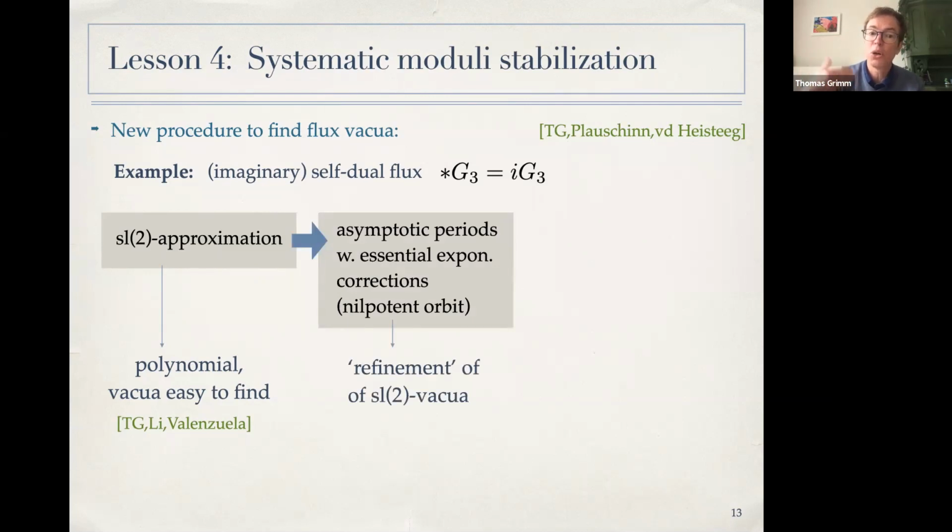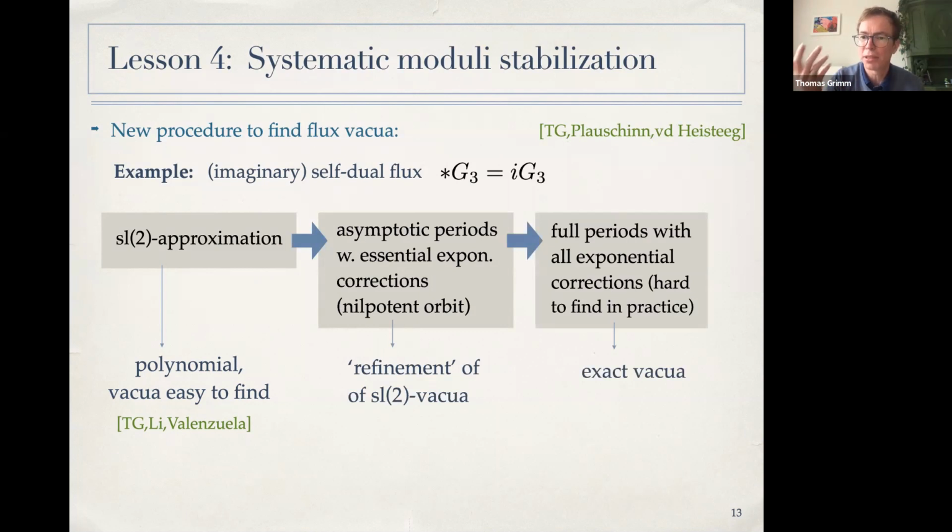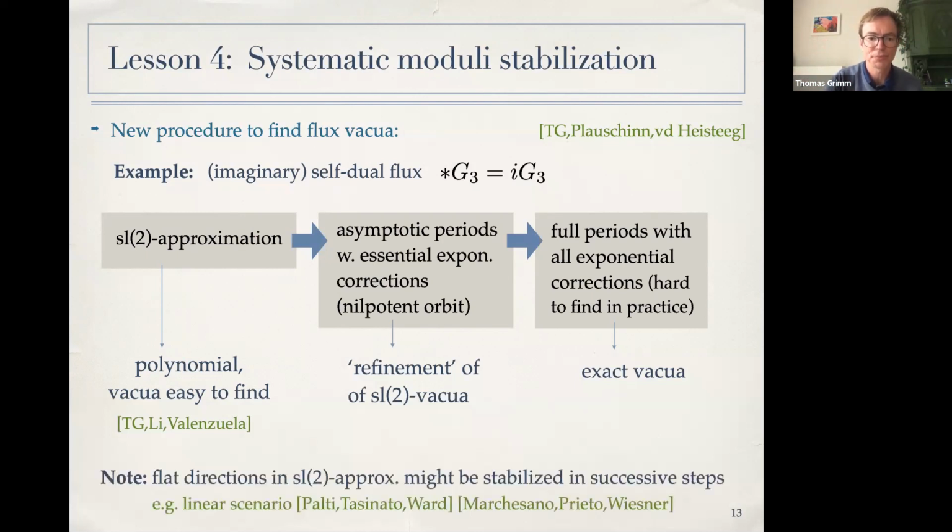The next thing is you can include these exponential corrections, these essential exponential corrections. In mathematical terms, this is called the nilpotent orbit. And then you can find a refinement of the SL2 vacua. And finally, we don't do that because that's quite involved and you really need examples. You can compute the full periods and then you would find the exact vacuum. But these first two steps you can do abstractly, because they are fully within the framework of asymptotic Hodge theory. But of course, you then have free constants in there, which you can then determine from example to example.